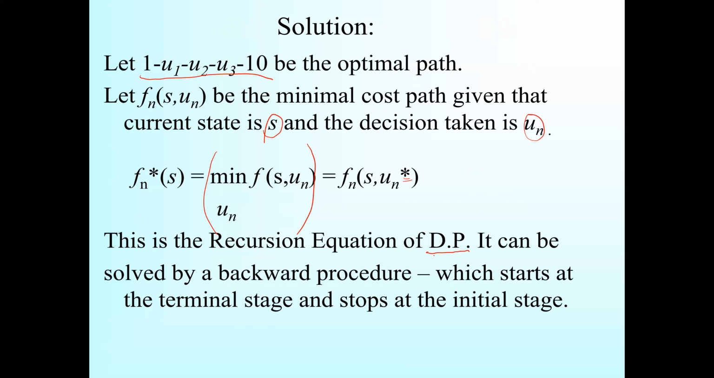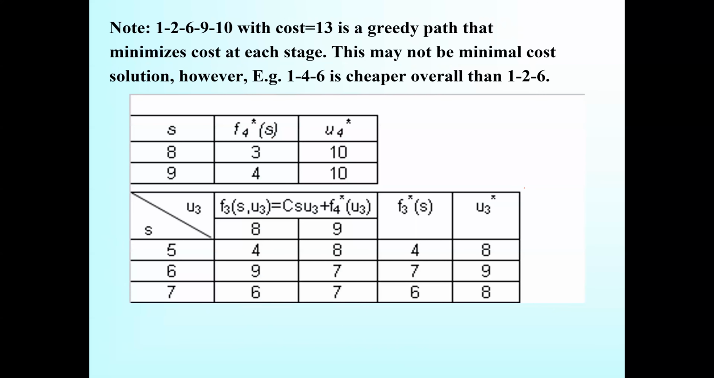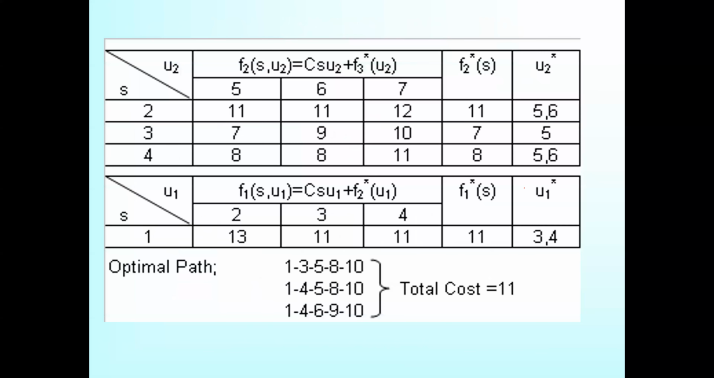So it's interesting, it can only be solved by a backward procedure, starting at the terminal stage and stopping at the initial stage. It is not like forward solving, which is a less effective way of solving. So here is the solution procedure. I don't have time to go through this.